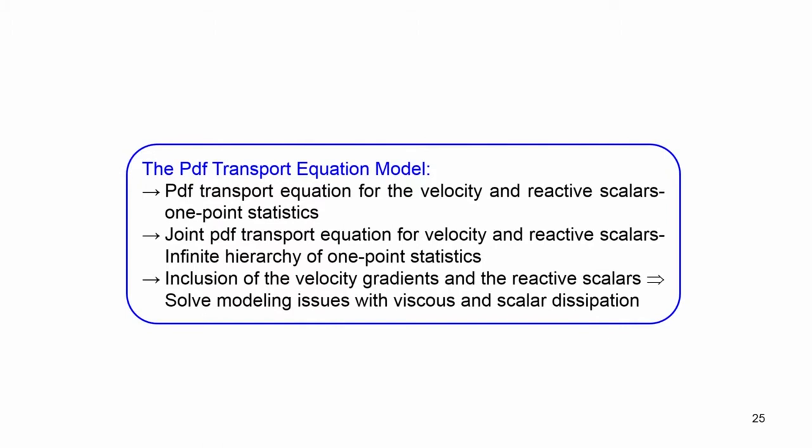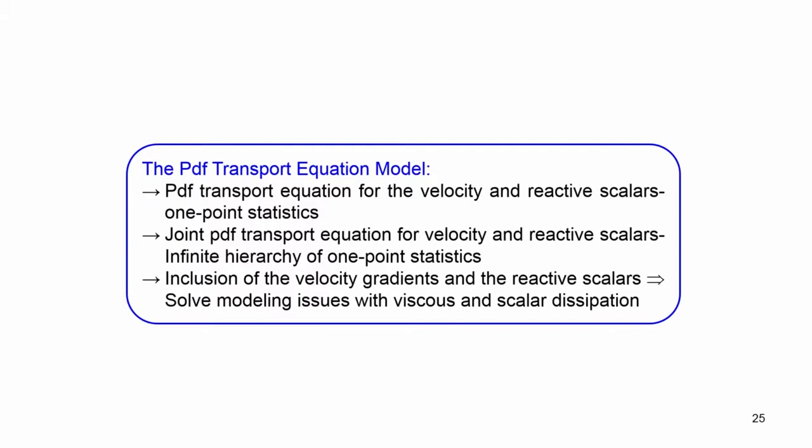Okay. The PDF transport equation for the velocity and reactive scalars for 1-point statistics is such that at a particular point in the flow you obtain the PDF. So, here in the PDF transport equation models you do not model the velocities or the species as such, you model the PDF of that. You see how the PDF essentially changes under the effect of advection, diffusion and reaction at a particular point.